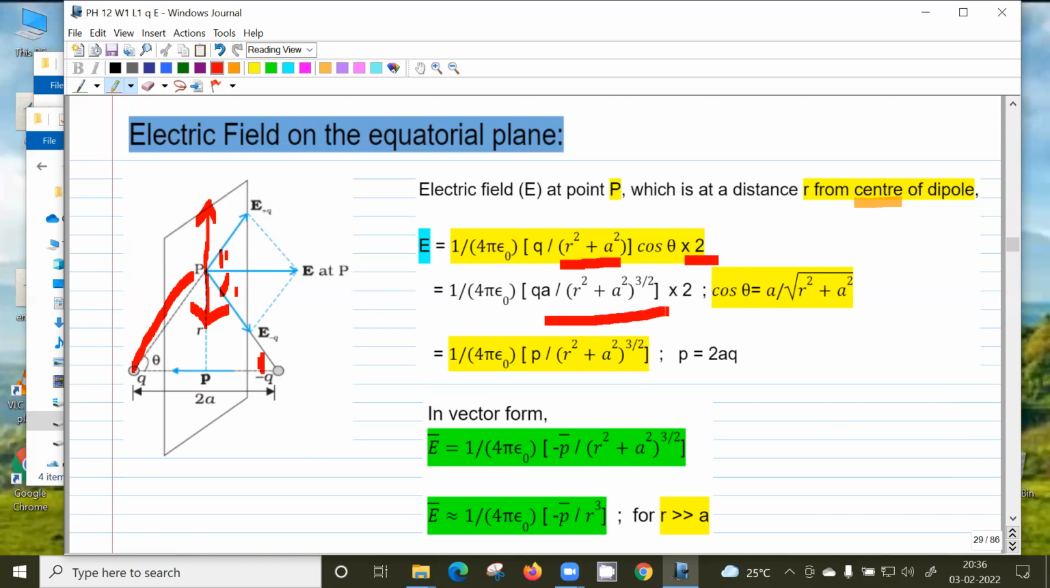You get this one, and you can combine q and 2a as p. So you'll get this one. Again, you have to use that approximation that a square is small compared to r square. So it will become like this. To remember this thing, electric field is 1/4 pi epsilon naught times the charge divided by distance square for a point charge. For a dipole, instead of r square it becomes r cube. And the direction here, p cap direction is from minus q to plus q. It's towards left.